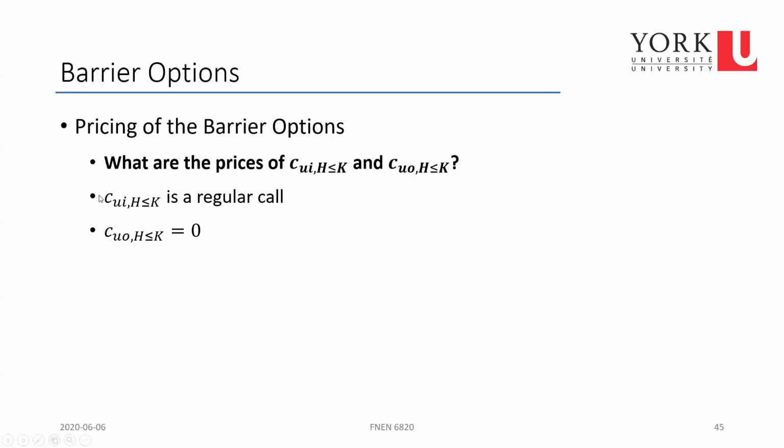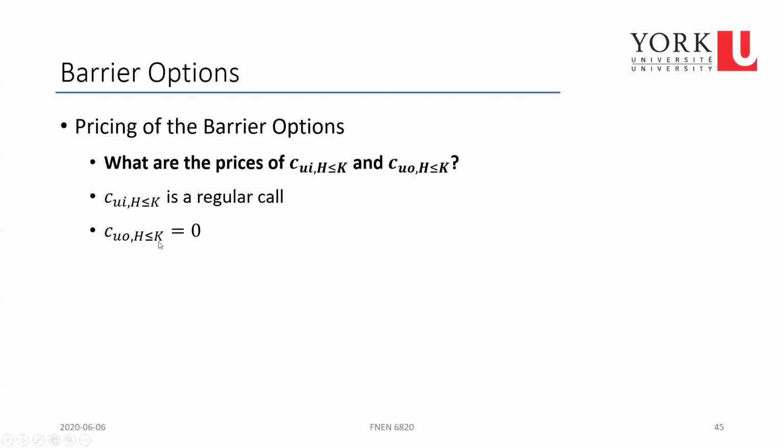So this additional condition of the barrier is not more restrictive. Therefore, it's basically a redundant condition. So an up and in call with a barrier that is less than the strike price provides only a redundant condition. Therefore, it has the same price as a regular call.